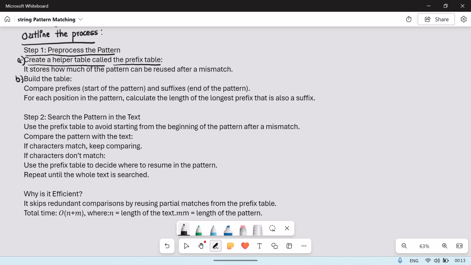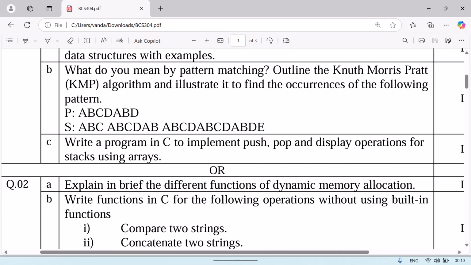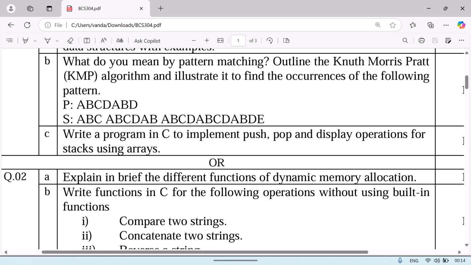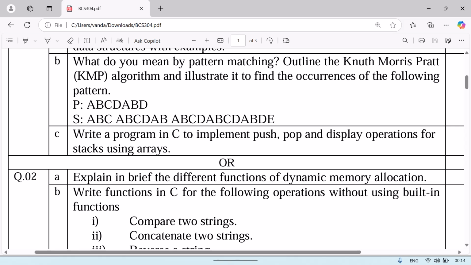So we'll take up one example and see how to do the KMP string pattern matching. I have one question from the model question paper over here. We will take that and solve it. The pattern is ABCDABD, and you will have to find that particular pattern in the text or the string, that is this entire thing over here.